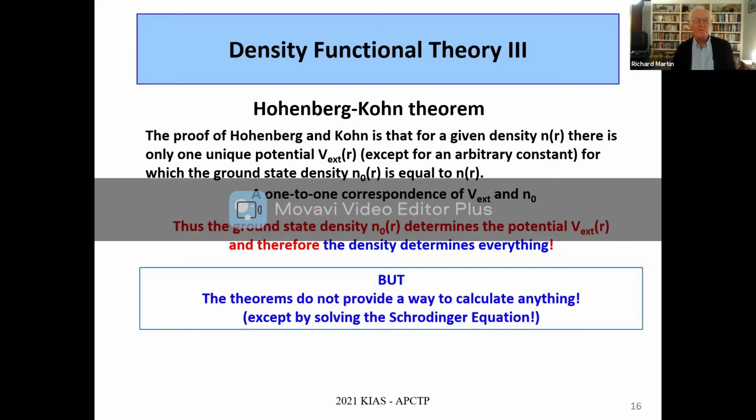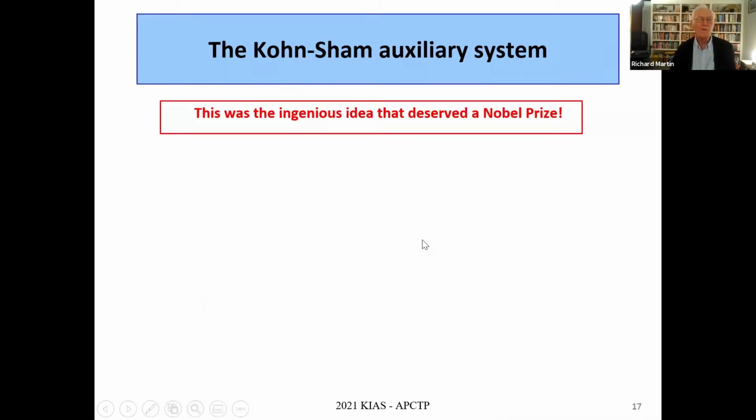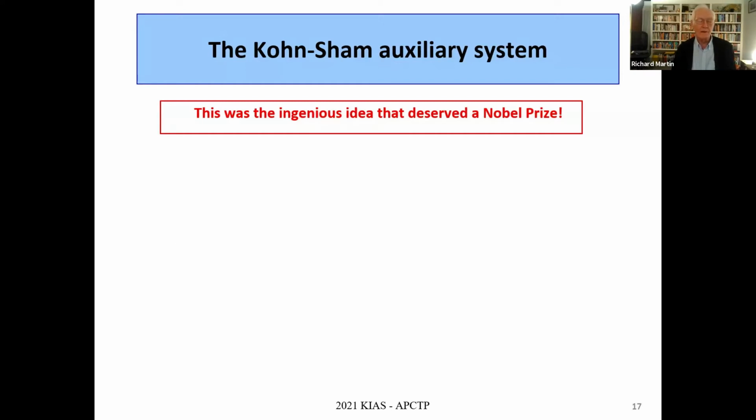So the theorems provide nothing in the way of help for what you actually do, except to say, go back and solve the Schrodinger equation. Was that worth a Nobel Prize? What was worth a Nobel Prize was the ingenious idea of Kohn and Sham to construct an auxiliary system that made a working density functional theory and made it possible to make good approximations.